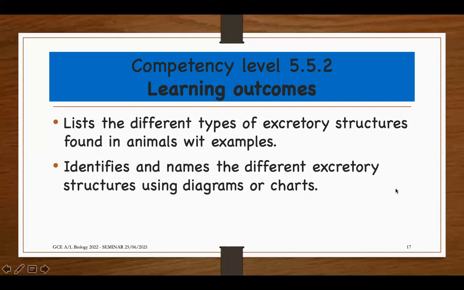That finishes the first part. Then we have the learning outcomes of the second part of our lesson. List the different types of excretory structures found in animals with examples. There's a small spelling mistake here. Identify and name the different excretory structures using diagrams or charts. So you have to write down the different excretory structures found in animals with their examples and identify the structures.